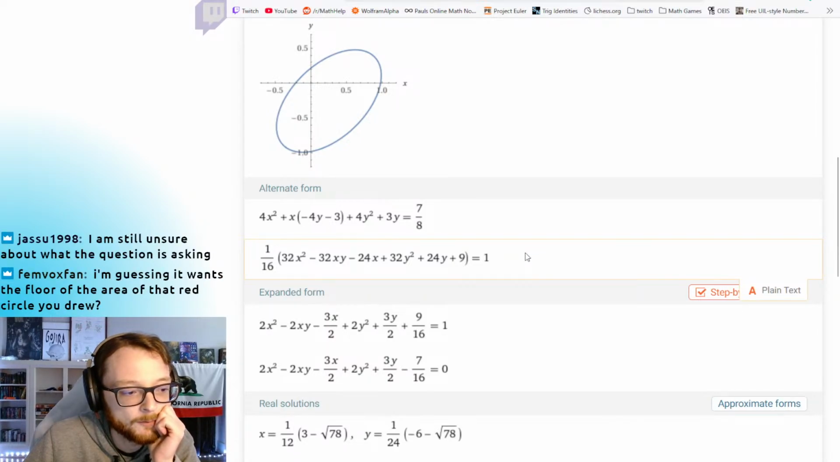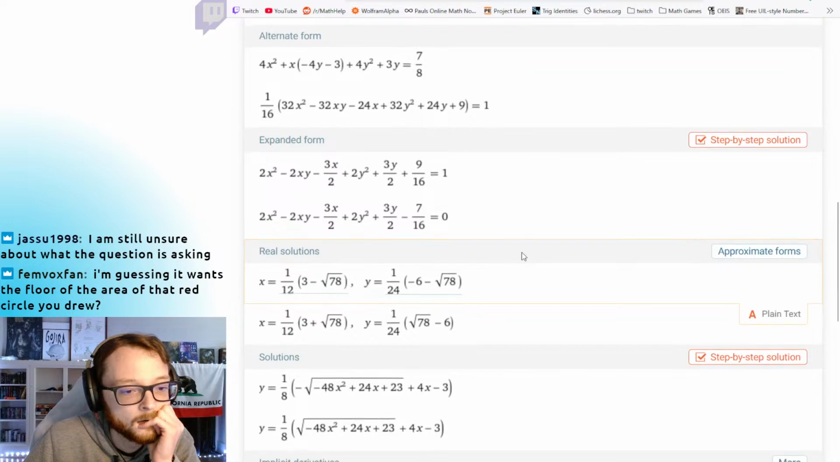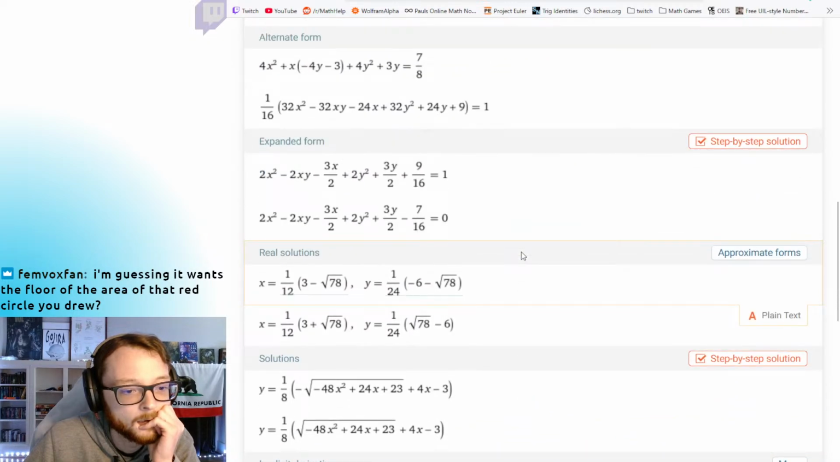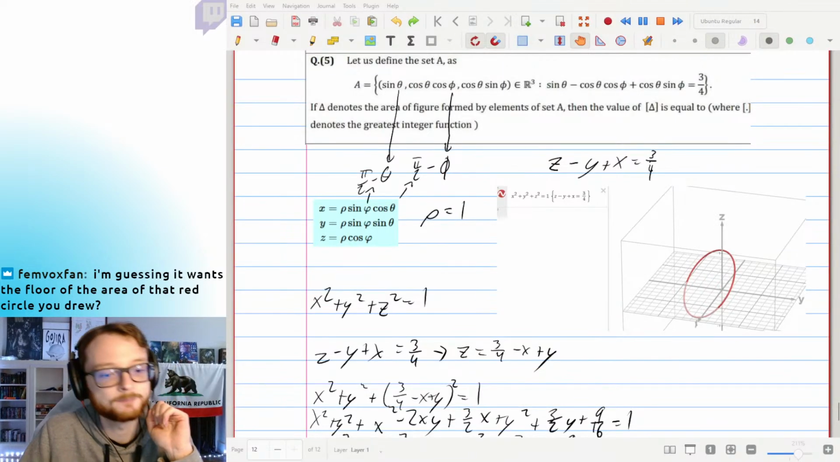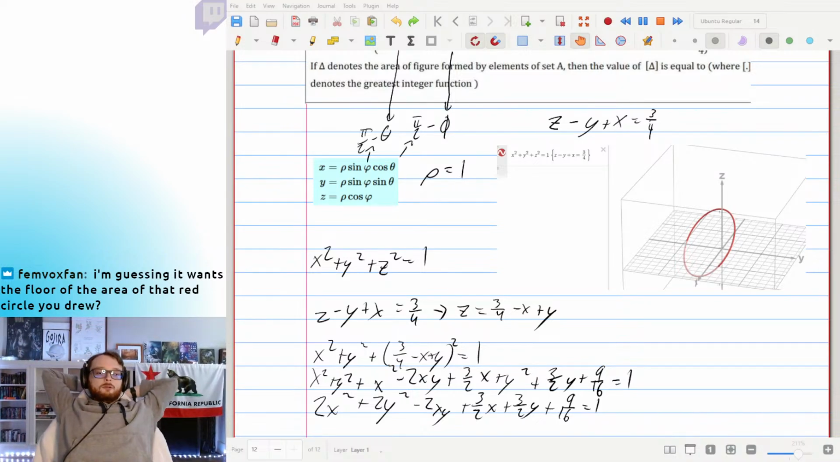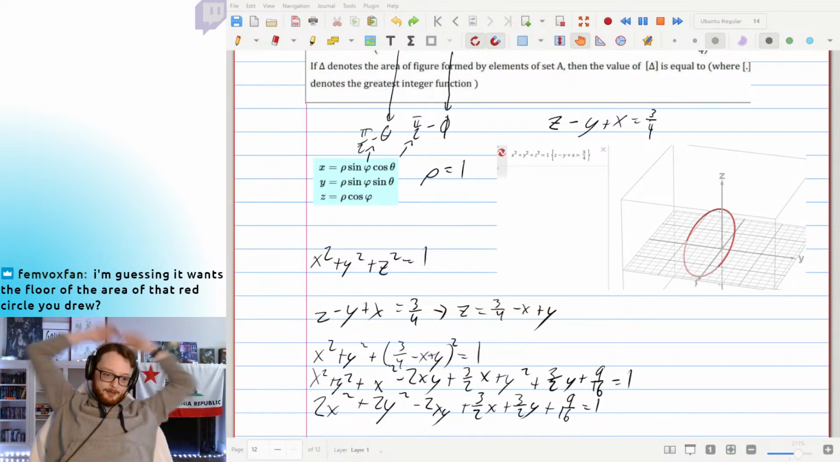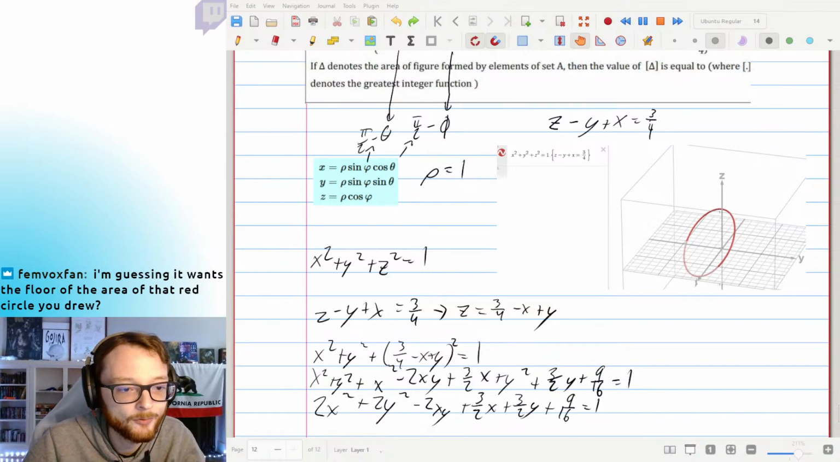That's my interpretation of what's happening, Fembox. Huh. Okay, so this isn't simple. Oh, man. Is it not always possible to put an ellipse in standard form? I mean, the area of the ellipse is going to be the area of the circle, though. Hmm.